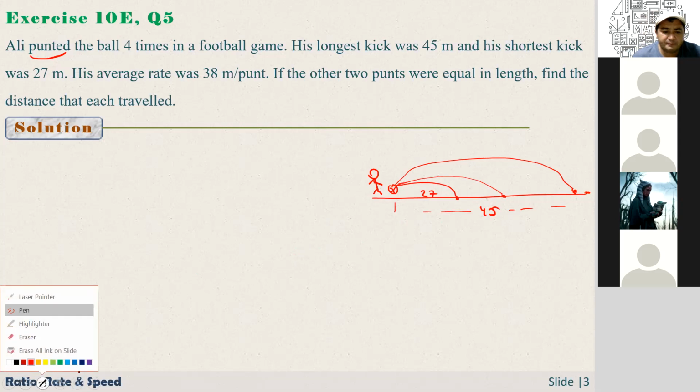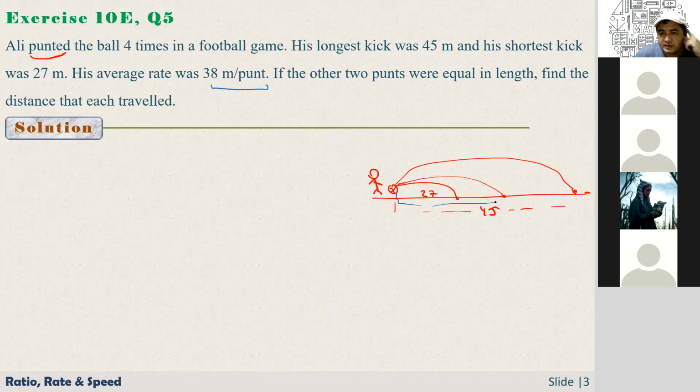So here, again, is a problem where we are using the rate. Suppose that the length of the second and third is X meters. When he punted the ball, it traveled X meters horizontally. So the distances will be: the shortest one is 27, the second and third are X and X, and the longest one is 45. And their average over 4 is equal to the average rate, which was 38 meters per punt.